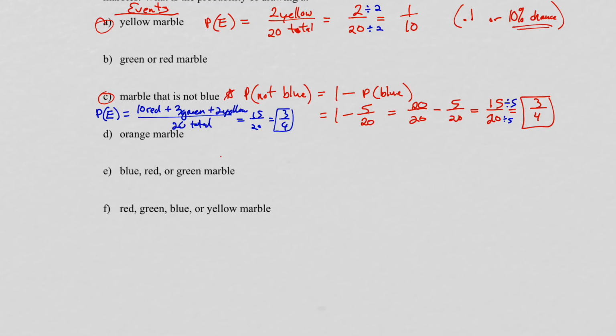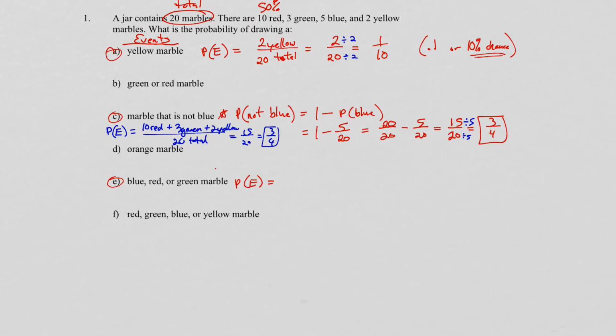All right. Blue, red, or green. So the probability of blue, red, or green is going to be, so we have 5 blue, 10 red, and 3 green. So that's 18 out of 20.